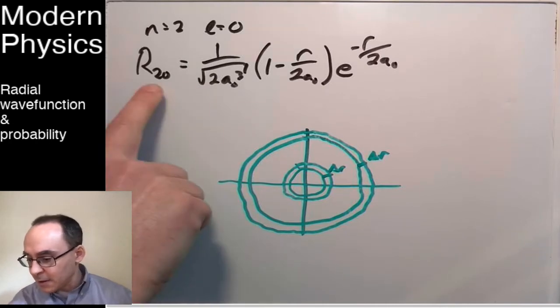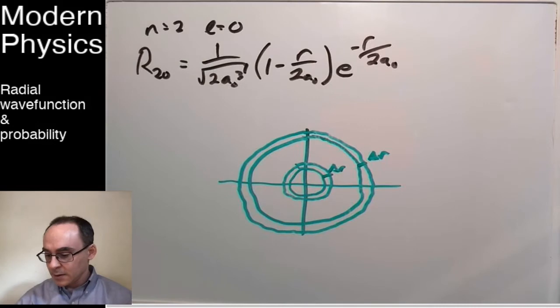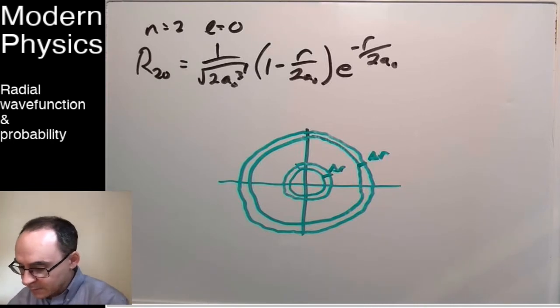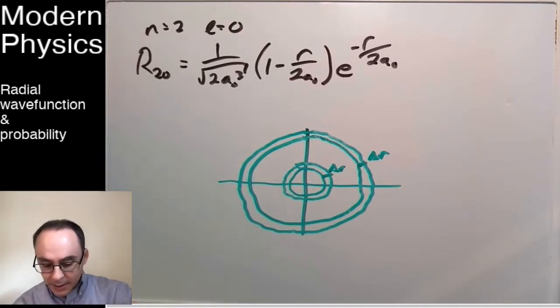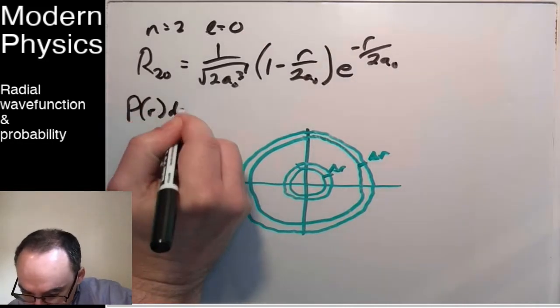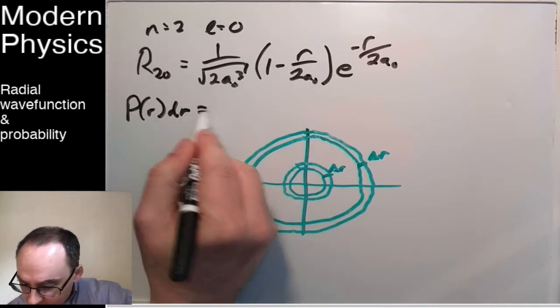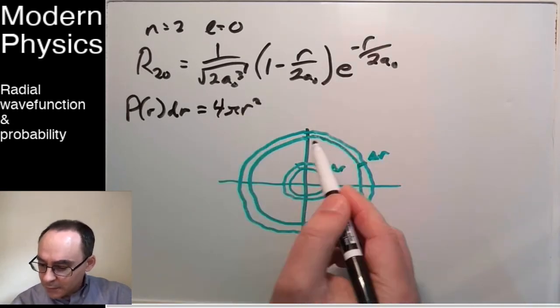Because the function itself doesn't have that in it. The function itself just gives the value of the probability density at a particular radius. So what that means in terms of math is that if we want to look at the probability as a function of radius, then what we really want to look at is the 3D version of the area here.